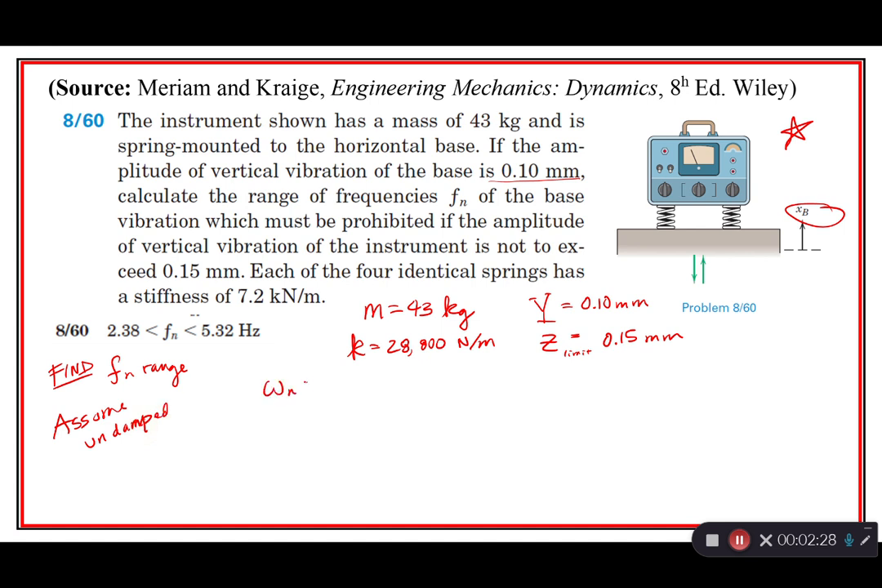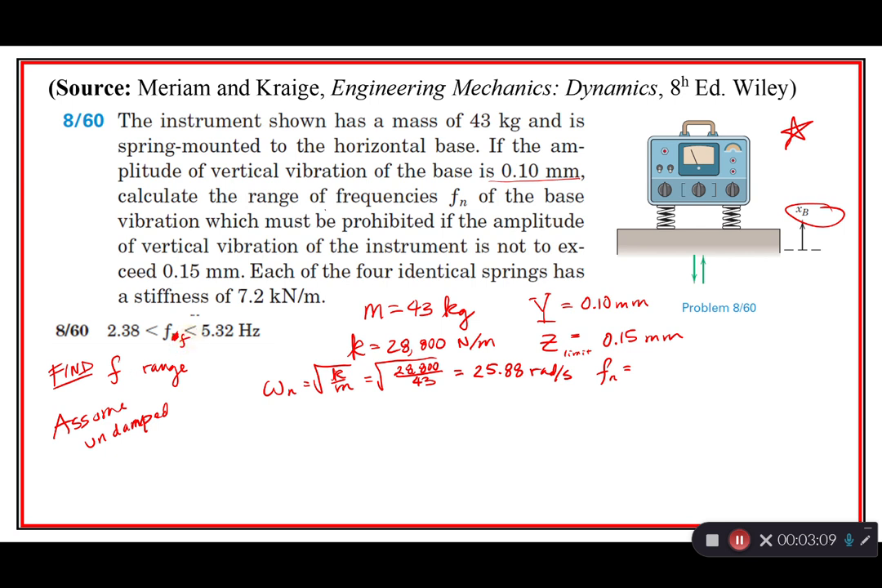So I'll get the natural frequency first, because we can. 28,800 divided by 43. Then we get a natural frequency of 25.88 radians per second. And by the way, I think they confused me by putting an N right there. I think we wanted F, right?